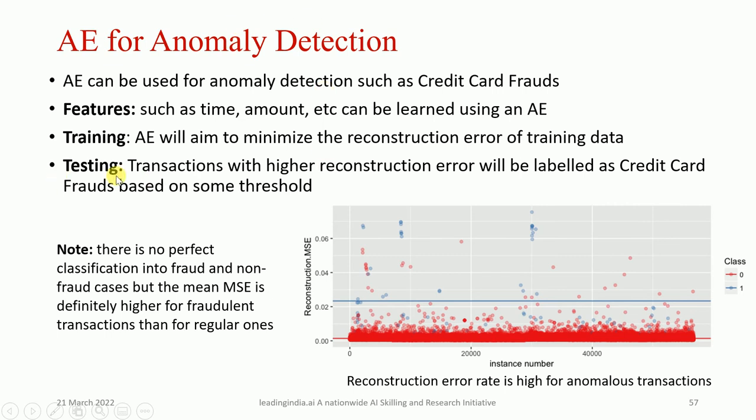So for the testing purpose, we need to provide the transaction as input, and we look for the transaction with higher reconstruction error, and that will be labeled as credit card fraud, and we need to put some threshold to actually separate that, right?